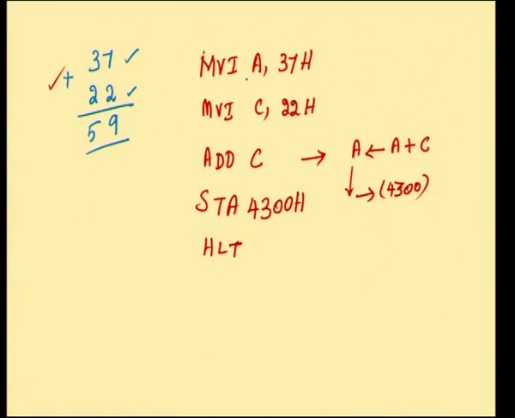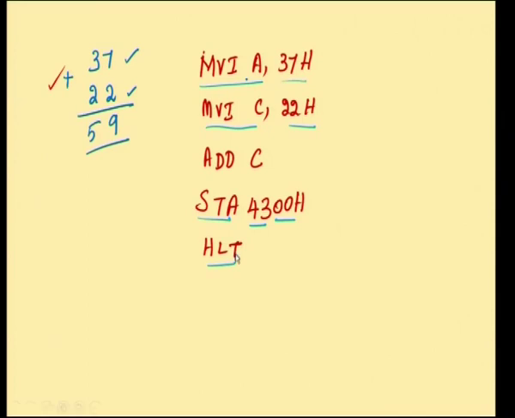Now, how many addresses are required for each instruction? This is opcode, this is operand. This is opcode, this is operand. This is opcode with two operands. So how many addresses are required? For this instruction 2 addresses, for MVI C, 22 2 addresses, then 1 address, then 3 addresses, and 1 address. So totally 5 plus 4, 9 addresses are required for converting this program into opcode. Before typing into the kit, we have to convert it.